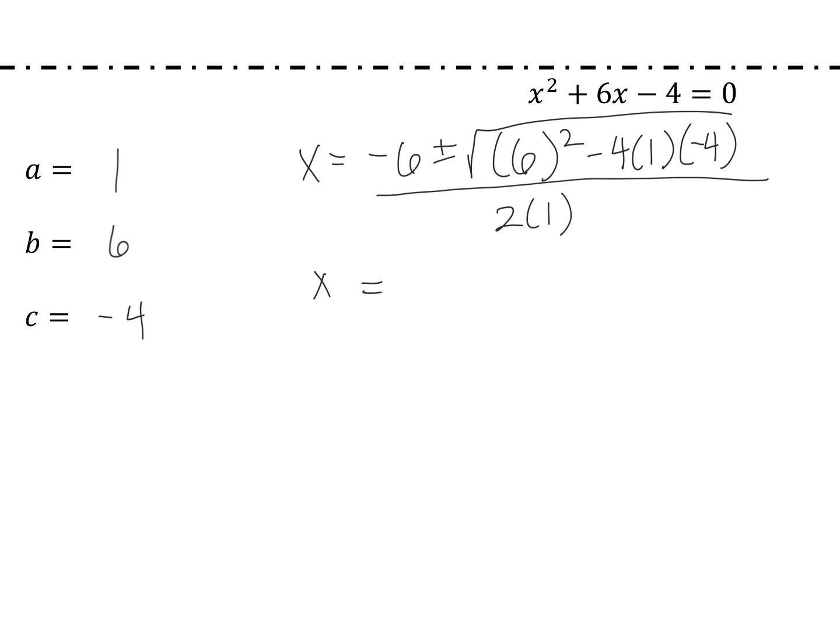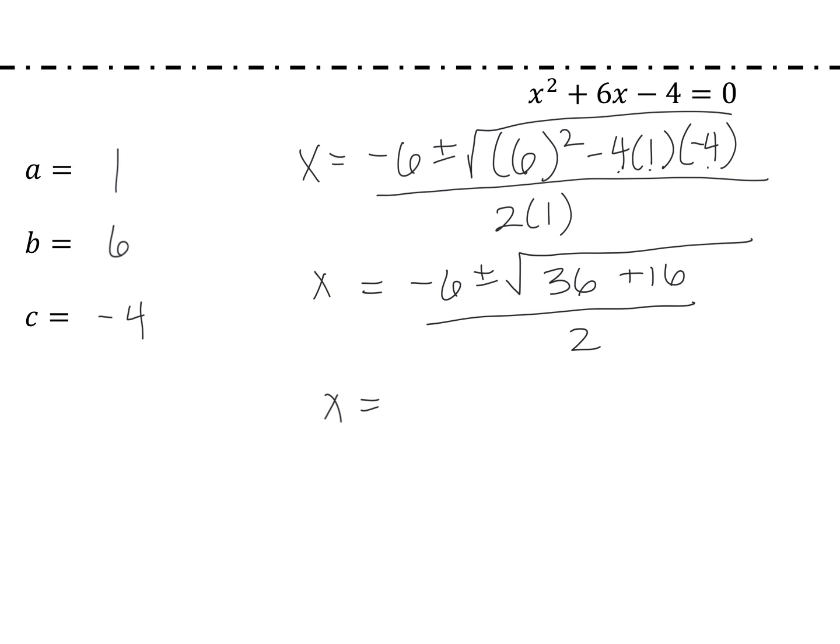In other words, 6 squared gives me 36. Here we are. Negative 4 times 1 is negative 4 times negative 4 is positive 16. Let's simplify that radicand further by just combining 36 and 16.